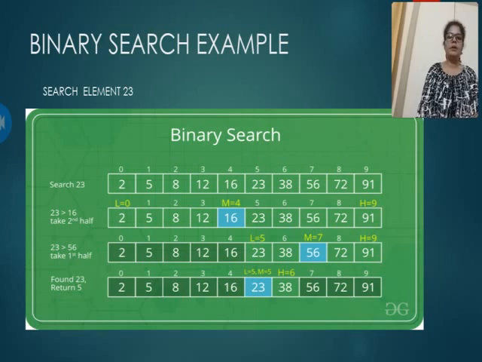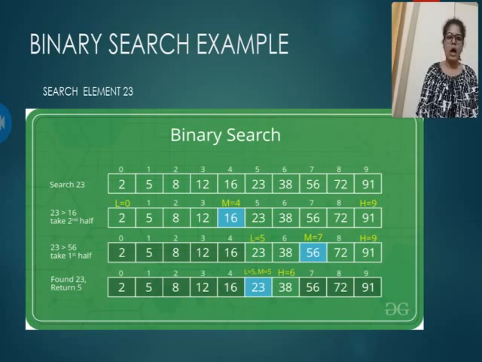Now look at this diagram. Look at the first array. Suppose we have to search the number 23, which is at index number 5. In the second step, we calculate the mid. The mid is 4 and the element at the fourth index is 16. 23 is greater than 16, which means 23 must be at the right side of the 16. So discard the left portion of the 16.